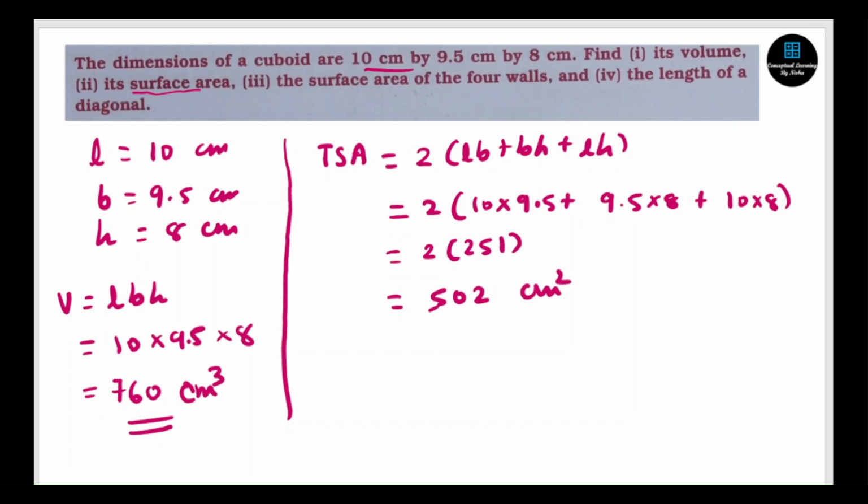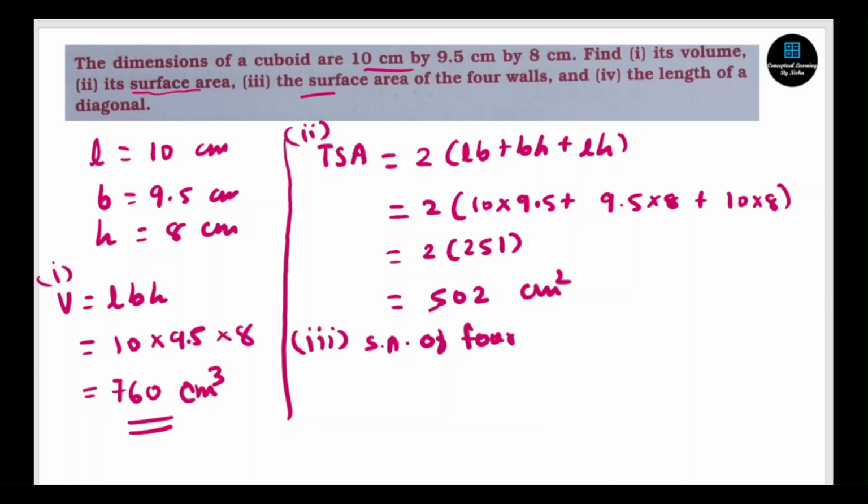So I got the total surface area. Now for the surface area of 4 walls they have asked, right? Third one. So this is my first answer. Okay, second answer. Now third answer. So surface area of 4 walls, that is lateral surface area, but I'll just write surface area of 4 walls.